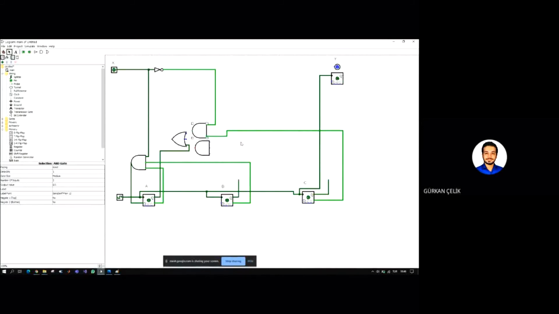I don't have a mouse, that's why the circuits and drawings look a bit complicated. Sorry for that. And B is over here, right? We need B, C, and X. X is over here.